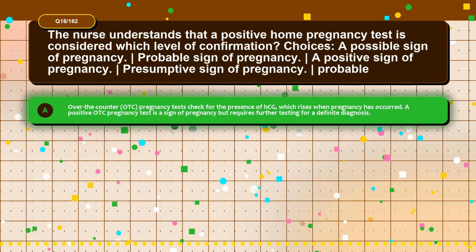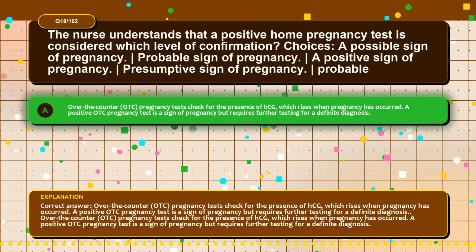Over-the-counter OTC pregnancy tests check for the presence of HCG, which rises when pregnancy has occurred. A positive OTC pregnancy test is a sign of pregnancy, but requires further testing for a definite diagnosis. Correct answer.